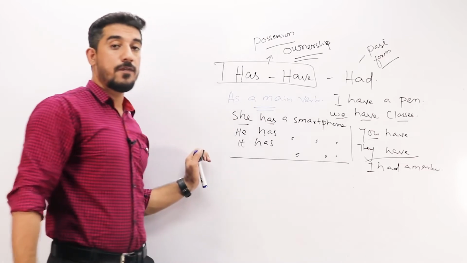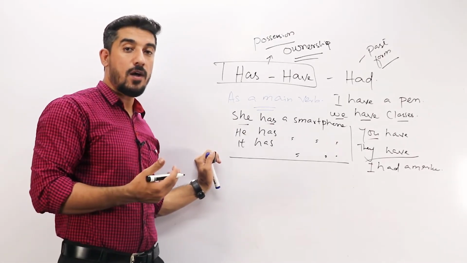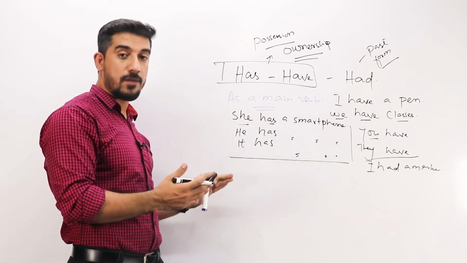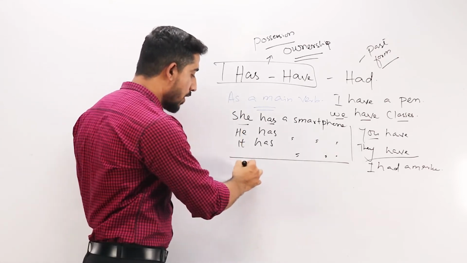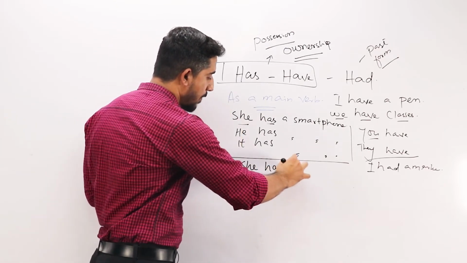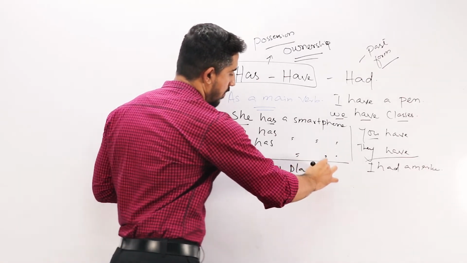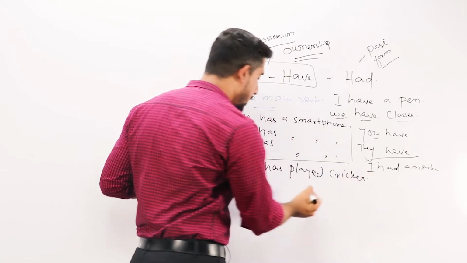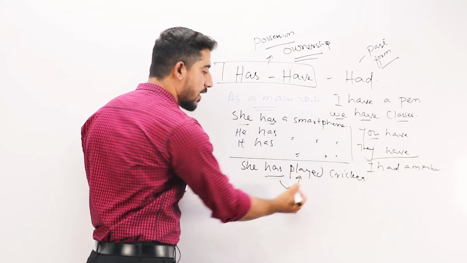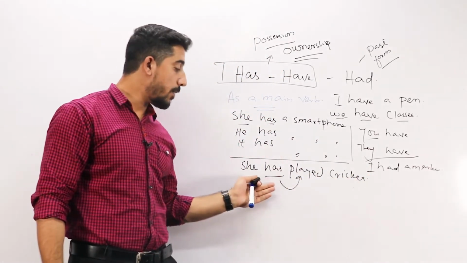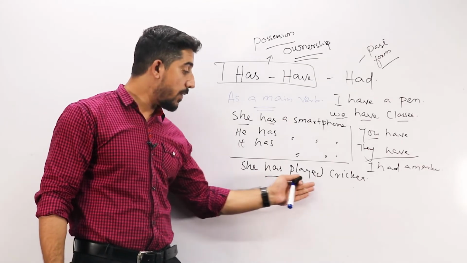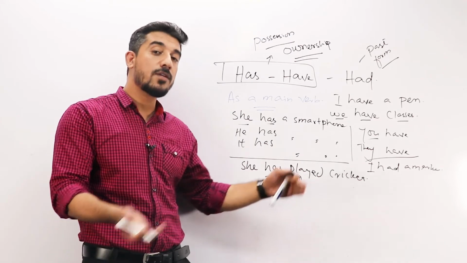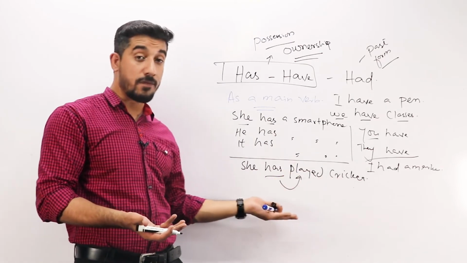Has and have are used as an auxiliary verb too, a helping verb too. For example, she has played cricket. Here has helps the main verb. What is a helping verb? A verb which is helping the main verb to complete or give the correct meaning. That's called a helping verb.